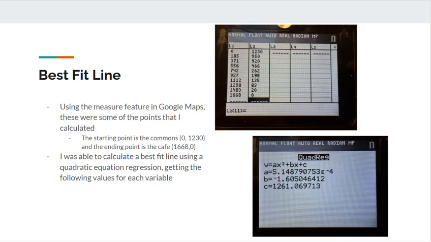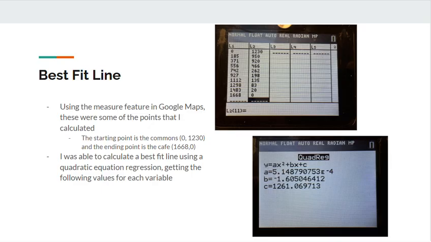Using these points, I was able to calculate a best fit line using a quadratic equation regression. Initially I wanted to try a 1 over x regression, but unfortunately there was no such thing on the TI-84 graphing calculator that I had. So the next best option was the quadratic regression.